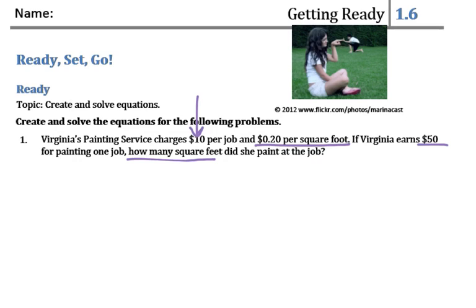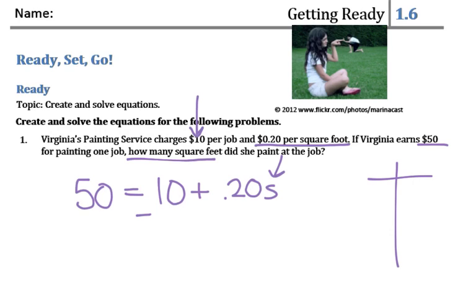So we know that $50 is going to equal our total, how much she earned, is going to equal that $10 for the job, and then to that we add 20 cents for every square foot. So how many square feet did she do? That's what we need to know. So we times that number of square feet by the 20 cents, add the $10, and get that to equal 50. So there's an equation we can set up, and then to solve it, remember, we look at the variable and say what's been done to the variable.